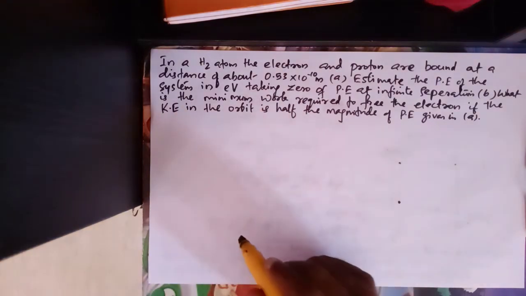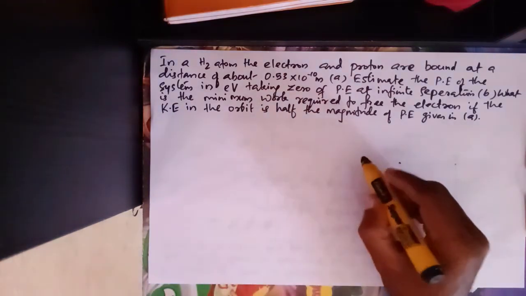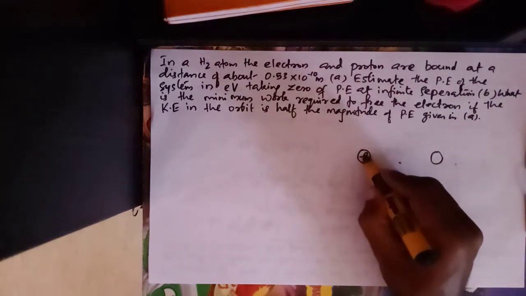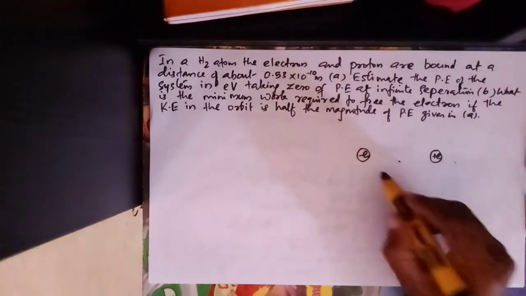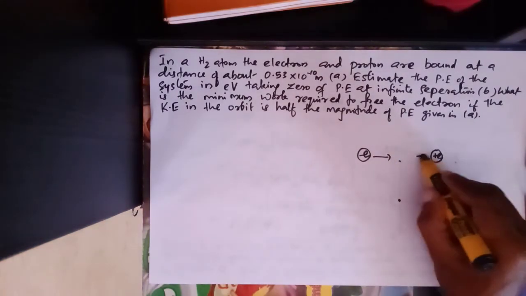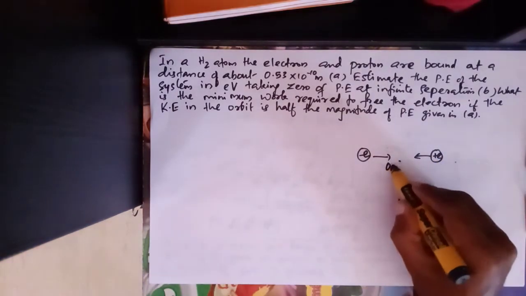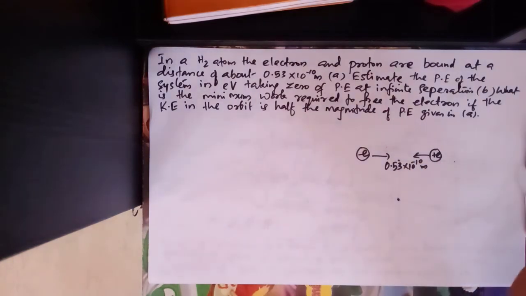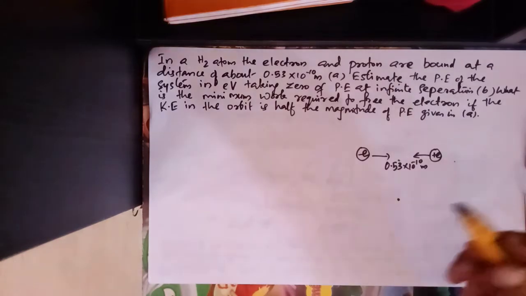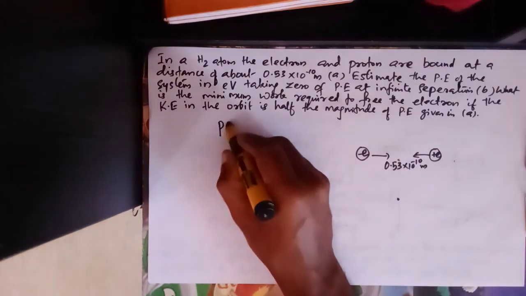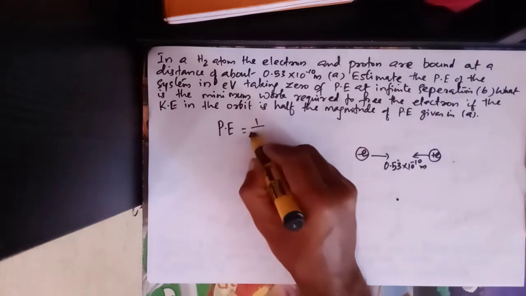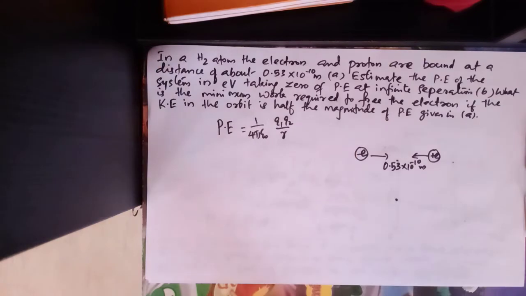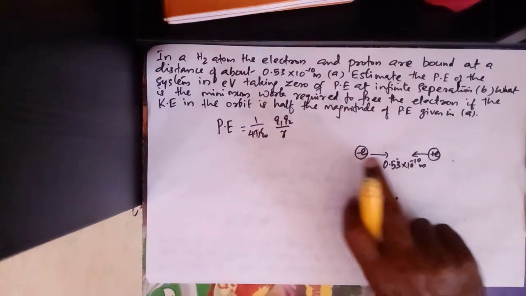We have hydrogen atom, we have electron and proton. So we'll mark here, this is the electron and this is a proton. Electron has a charge minus e, proton has a charge plus e. What is the separation between them? The charge is situated at 0.53 into 10 raised to minus 10 meter. This is separation. Okay, we will find the potential energy. What is the equation of potential energy? Potential energy is equal to 1 by 4 pi epsilon 0 Q1 Q2 by distance r. Q1 is equal to minus e, Q2 is equal to plus e.